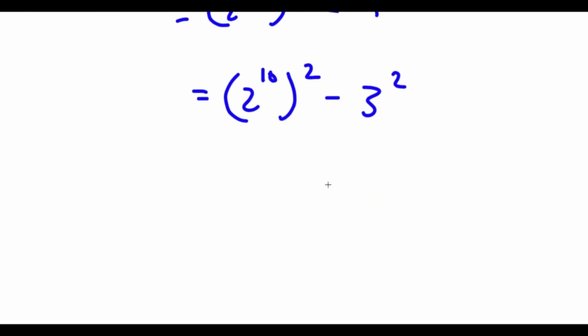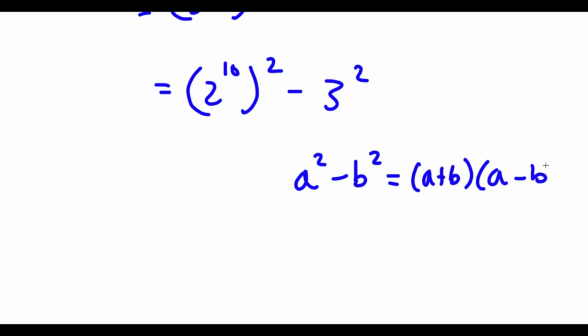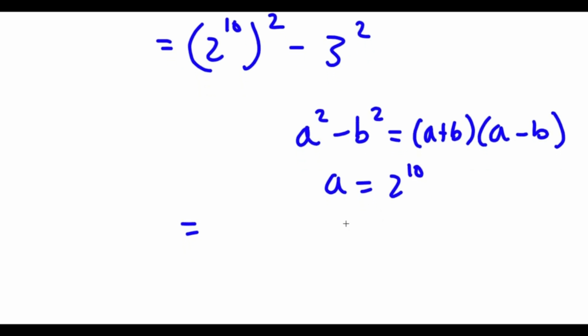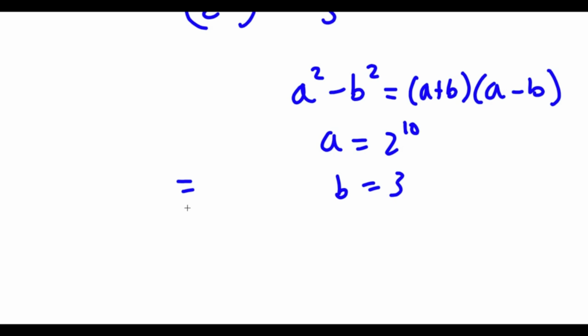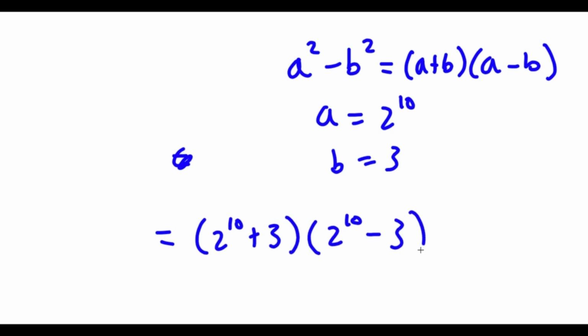Now, if I have something in the form a squared minus b squared, this is equal to a plus b times a minus b. So in this case, a is equal to 2 to the power of 10, and b is equal to 3. So I would have a plus b, so 2 to the power of 10 plus 3, times a minus b, so 2 to the power of 10 minus 3.